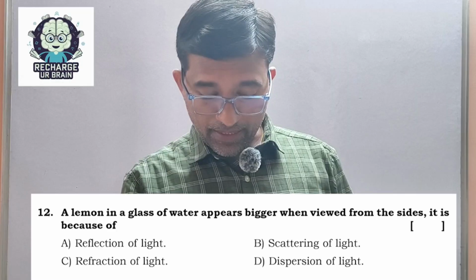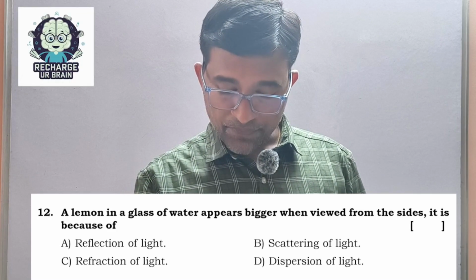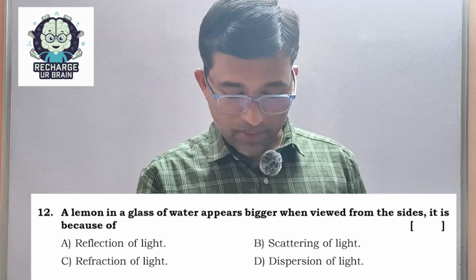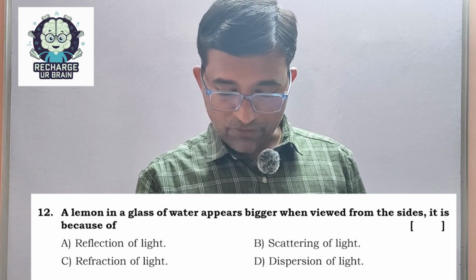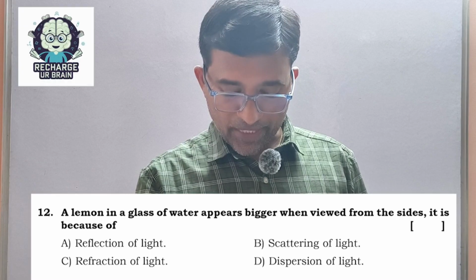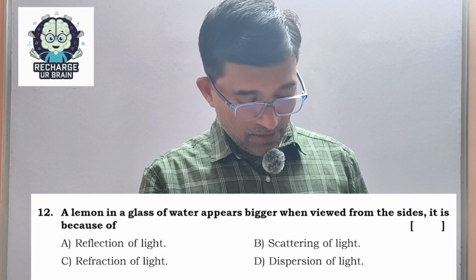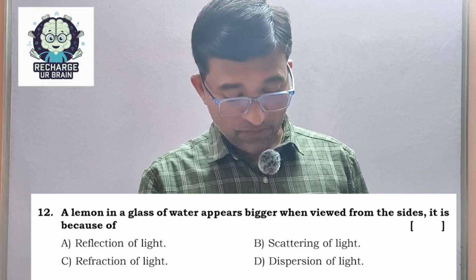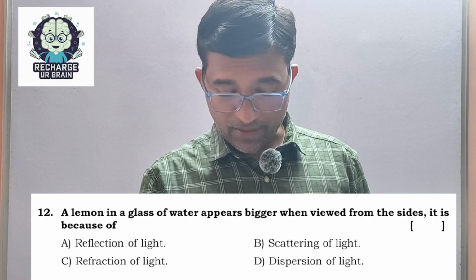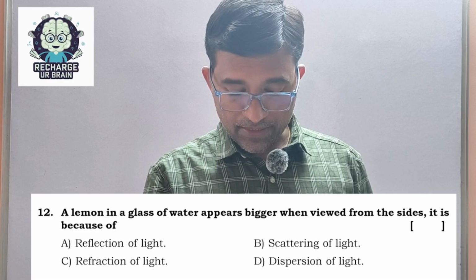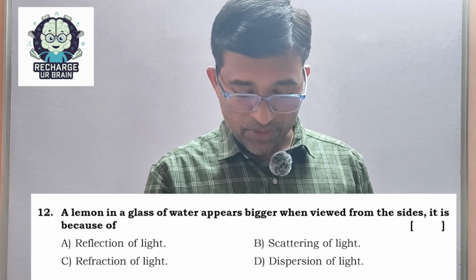And 12th question, a lemon in a glass of water appears bigger when we view it from the sides. It is because of, I will repeat, a lemon in a glass of water appears bigger when viewed from the sides. It is because of, for this, the right one is refraction of light. It is not reflection of light. It is not scattering of light. It is not dispersion of light. The right option is C, that is refraction of light. 12th right option is C.